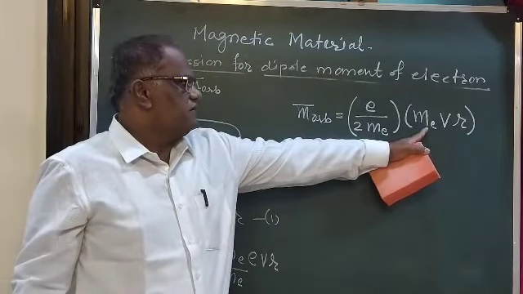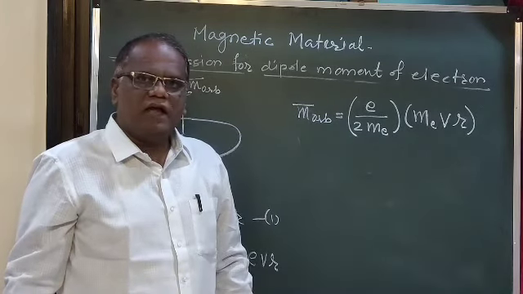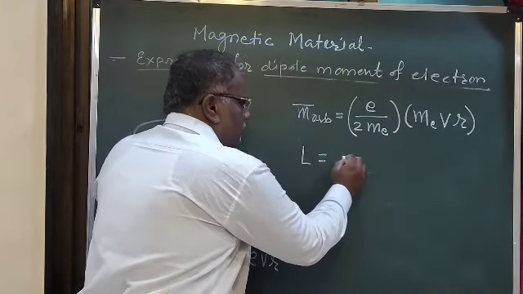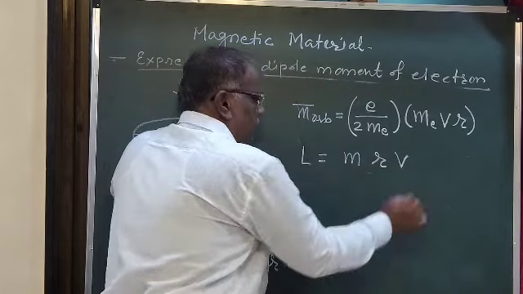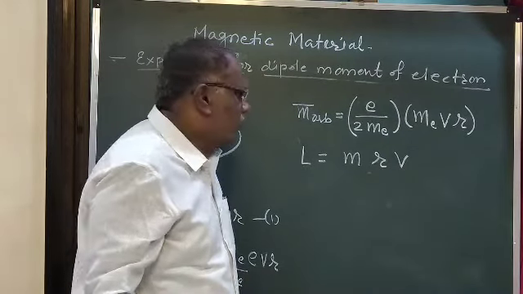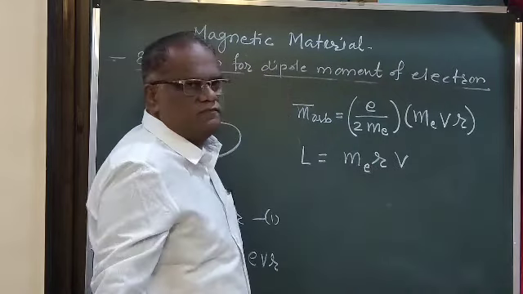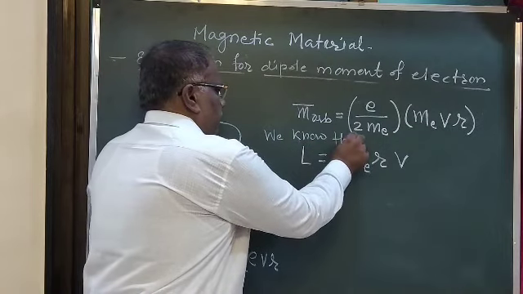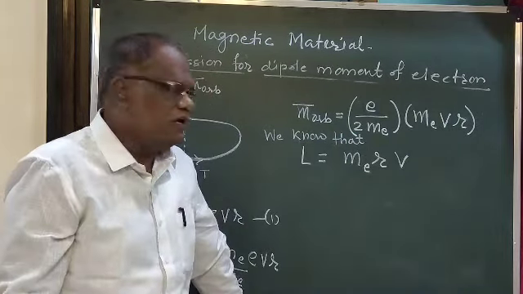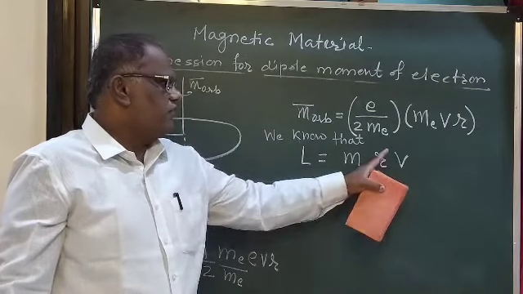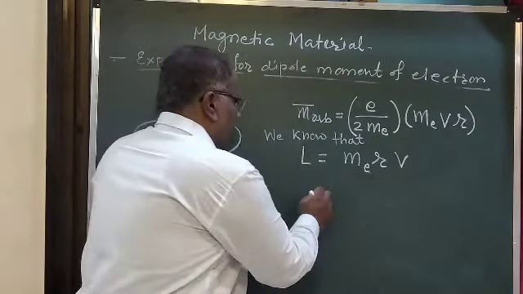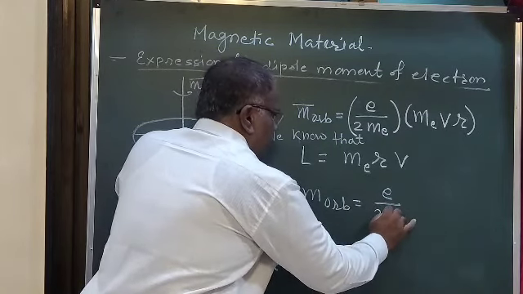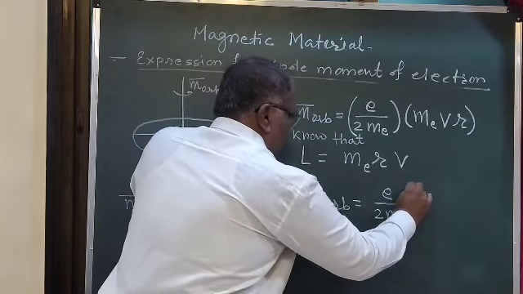See here this equation. Now we know that angular momentum of electron is given by L is equal to m r v. We are considering the magnetic moment of electron and just write here mass of electron. We know that angular momentum of electron is given by L is equal to m r v. Hence we can write m orbital is equal to e upon twice m e into L.